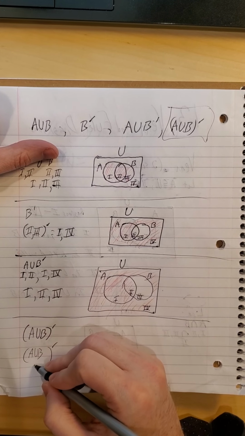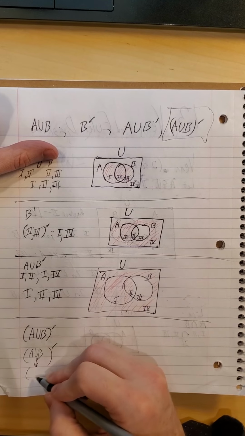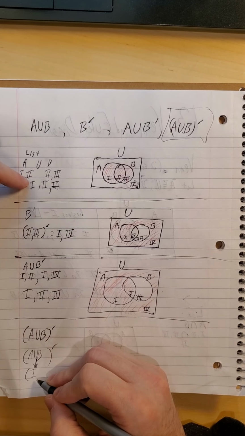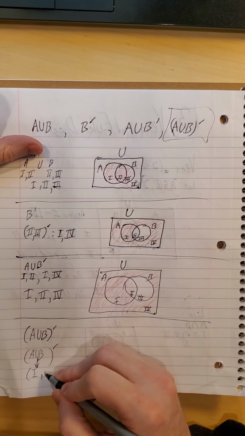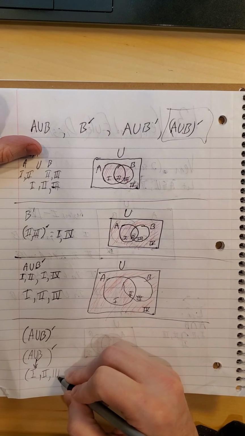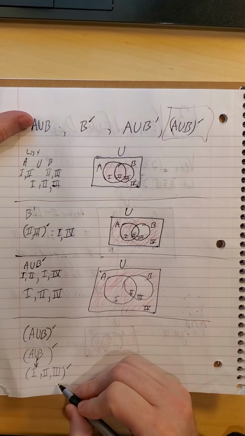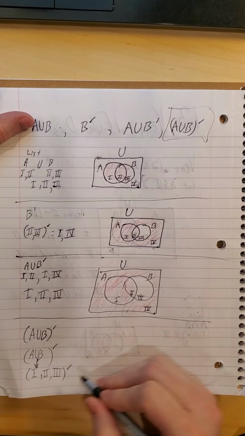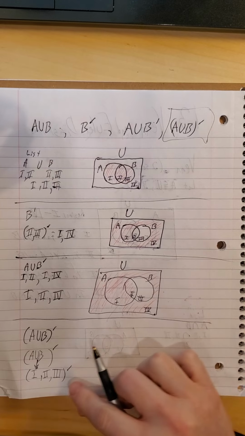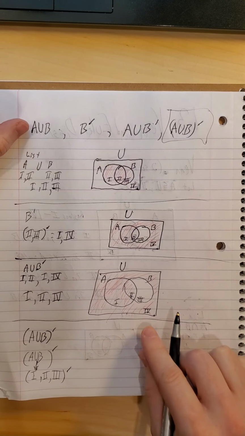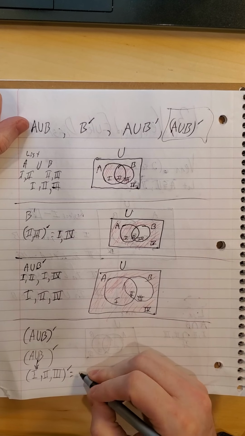So A union B, that would be regions 1, 2, and 3. And we want the complement of that. So the complement of regions 1, 2, and 3, everything that's in our universal set except for 1, 2, and 3. So that would be region 4.